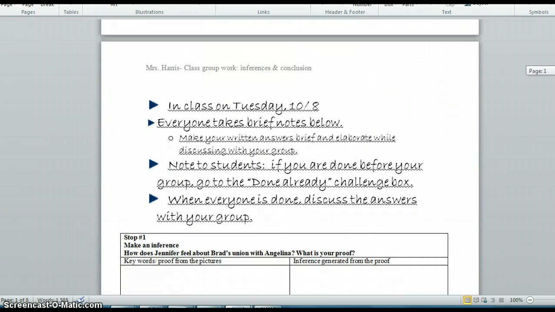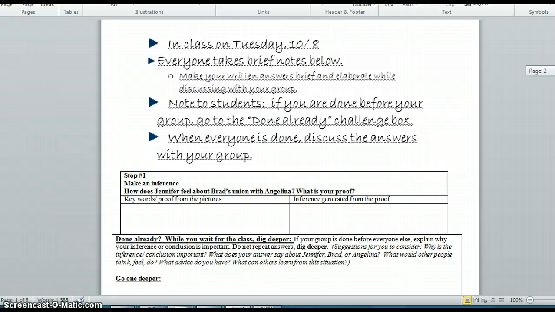Let's go on to the task. Again, this is 10-8 in class. Everyone takes brief notes below. Brief notes, and you can elaborate when you discuss with your group. Note to students: if you are done before your group, you need to challenge yourself. Go to the done already challenge box. When everyone is done, discuss the answers within your group.